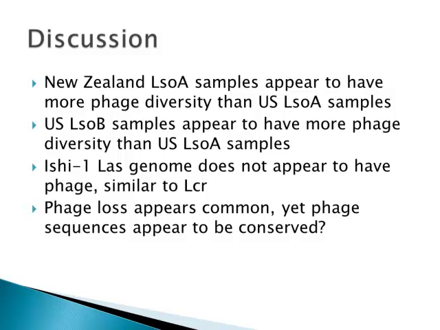So when you look at Liberibacter and you look at some of our haplotype B samples that are missing phage entirely, the phage loss appears common, but yet the phage genes are conserved. And so we really don't have an explanation for that. That'll be something we'll be working on in the future.